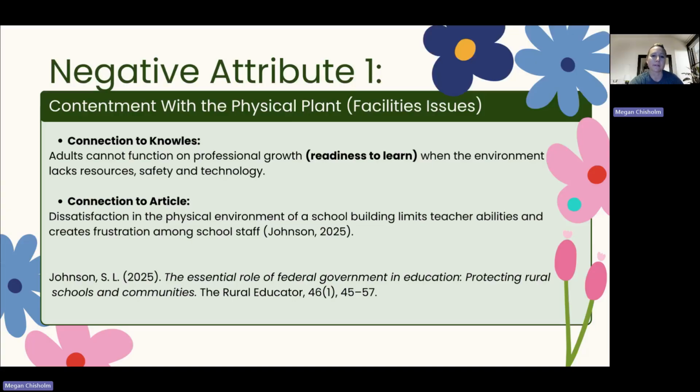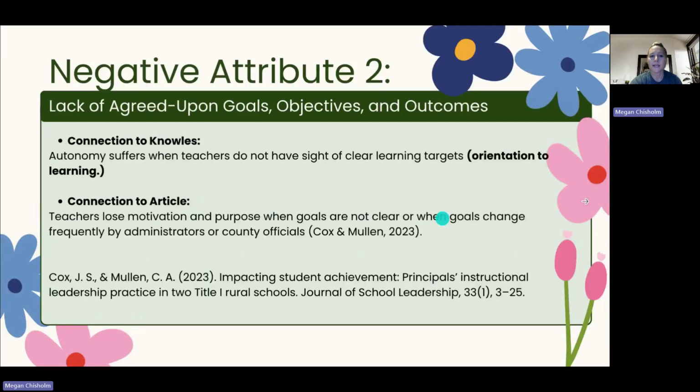And so I found an article about how the federal government is taking some steps toward protecting rural communities due to these unique things that we face as far as finances go. And it's true, according to Knowles, it's hard for adults to function in the environment. Lack of agreed upon goals, outcomes, and objectives.